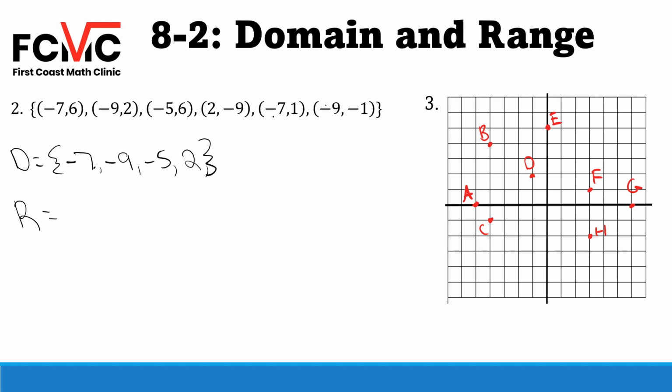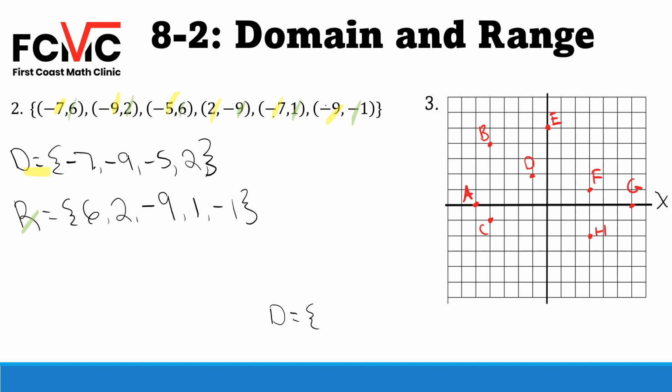And then for our range, we want the set of all y values. So we've got 6, 2, we've got another 6, so I don't have to write that 6, -9, 1, and -1. All right, so our domain, set of all x values, were all of these x values, and our range were all of our y values from this set. Okay, and then from our coordinate plane, let's list our domain and our range, starting with our domain.